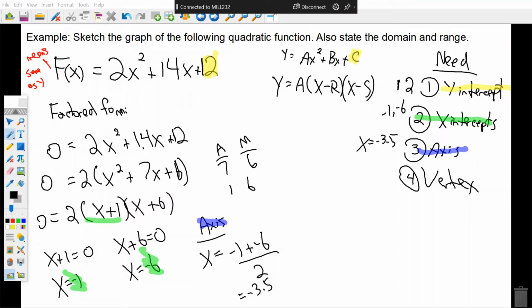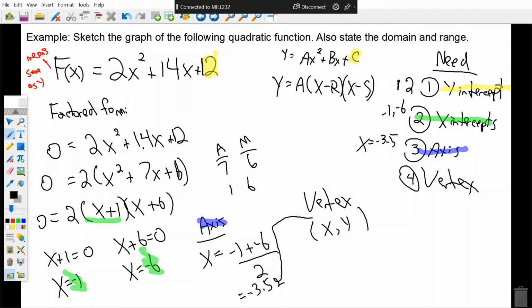The final step before we can graph is to find the vertex. The vertex, again, is an x and y coordinate at either the maximum point or the minimum point, basically either the top or the bottom of the parabola. The x of the vertex is always the same as the x value for the axis of symmetry. So you just plug that in.